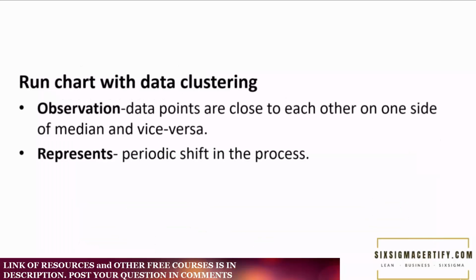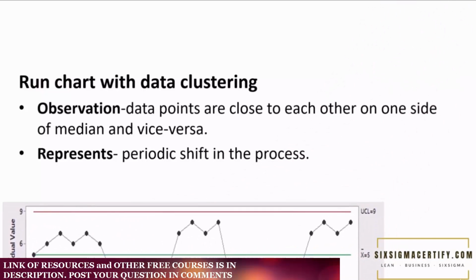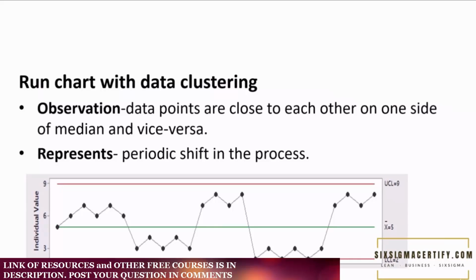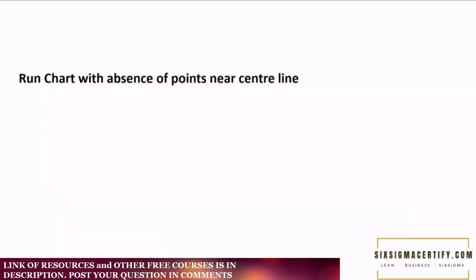We have a run chart with data clustering. Here, the data points are close to each other on one side of the median and vice versa. This may be due to a periodic shift in the process. The median or average of such data should not be taken into account because there is a lot of lot-to-lot setup variability. Run chart with the absence of points near the center line.